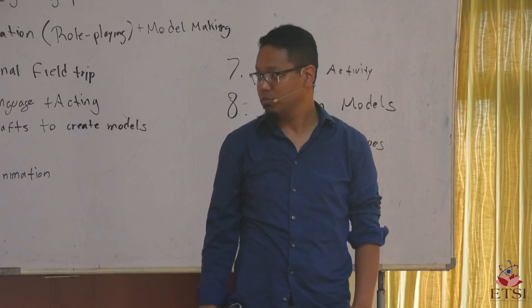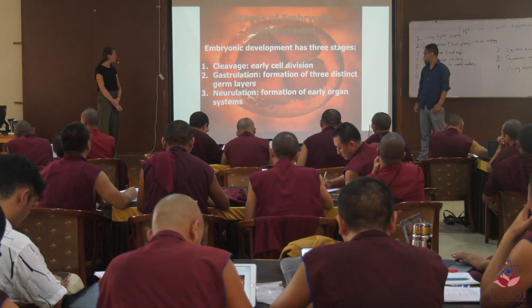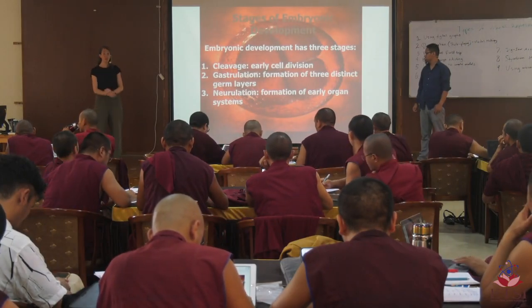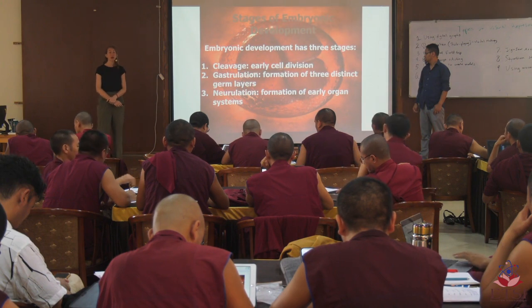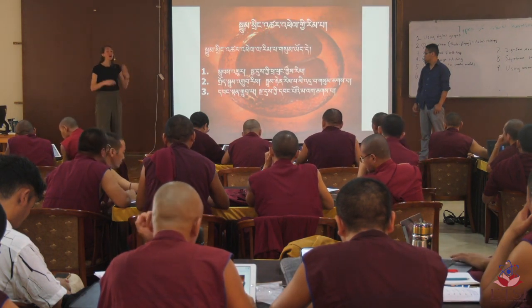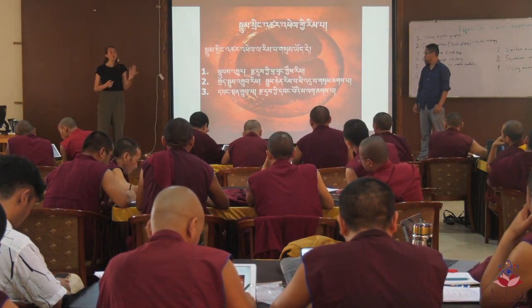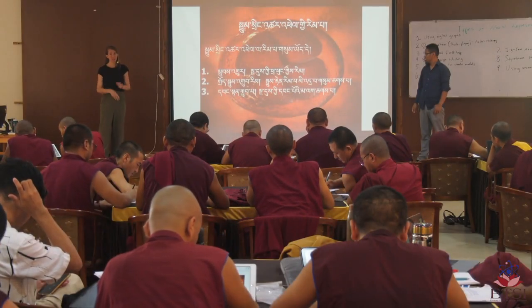And then the third stage is neurulation, and this is the formation of early organ systems. This one is very complex to model, so it won't be included in our model, but we are going to talk about some of the genes that are important for these stages.